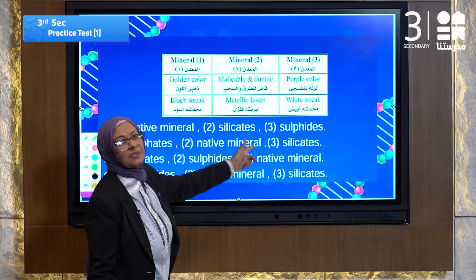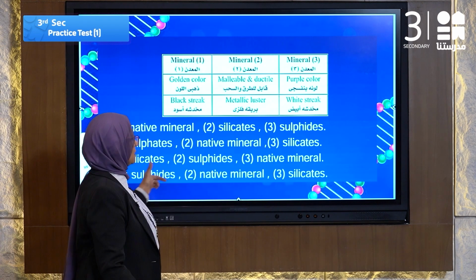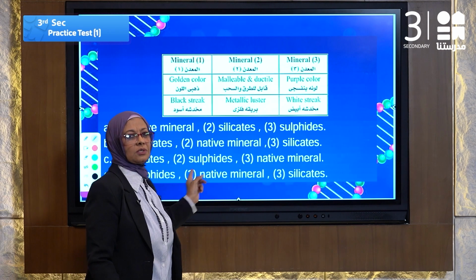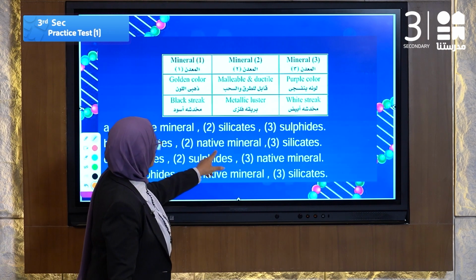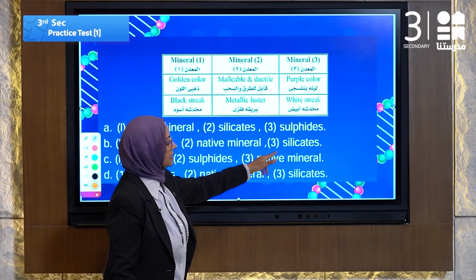What are the difference between the sulfides and the sulfate? The difference here is oxygen combined with oxygen. Yes. 2, native mineral. 3, silicates.